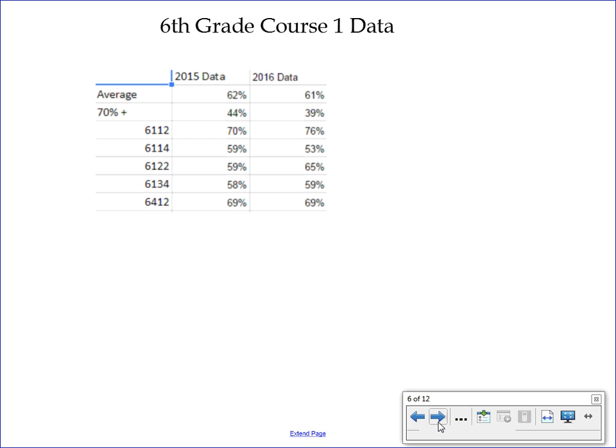I'm going to get into the data right now, and this is course one. So this is our 6th grade course one data, and just one way that we can look at it, and we'll get to the demographics in just a little bit, but overall course average, number of kids, or the percentage that are 70% or higher, and then each one of the priority benchmarks, we can take a look at how we did last year and how we're doing this year, and the numbers are very, very similar in these categories. We feel like we're right on pace as to where we were last year.